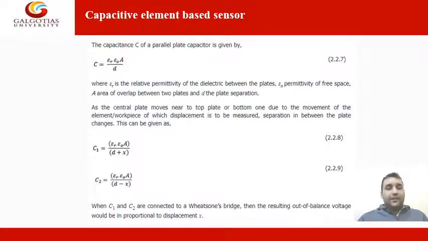As the central plate moves nearer to the top plate or the bottom one due to movement of the element or workpiece whose displacement is to be measured, the separation between the plates changes, and this can be given as C1 equals epsilon R into epsilon naught into A divided by D plus X. D plus X is the separation distance. C2 is equal to epsilon R epsilon naught A divided by D minus X, where C1 and C2 are connected to a Wheatstone bridge, resulting in an out of balance voltage that is proportional to displacement X.